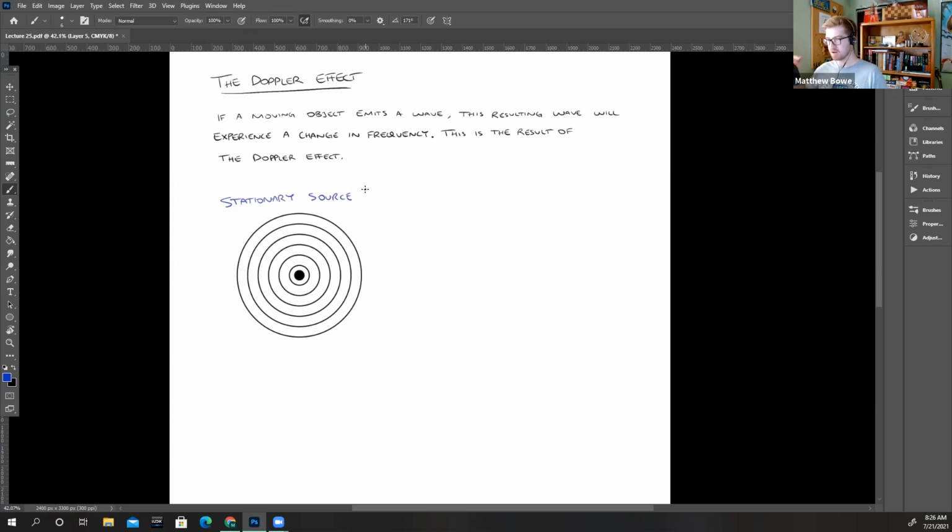So as the car horn is going off, it's emitting this sound wave that's being propelled in every direction in a large circle. And the waves themselves are moving outward.